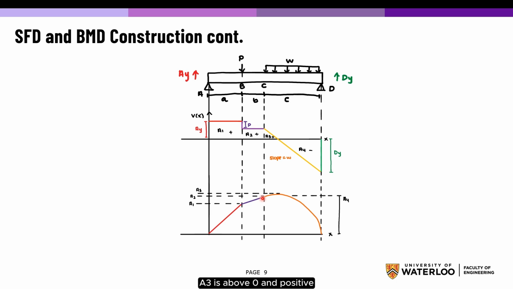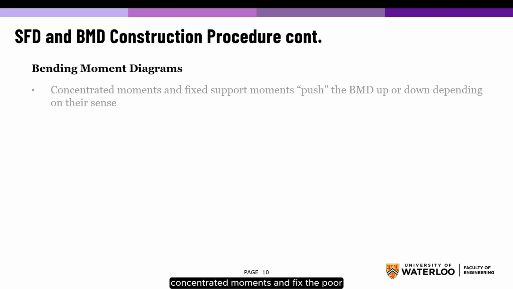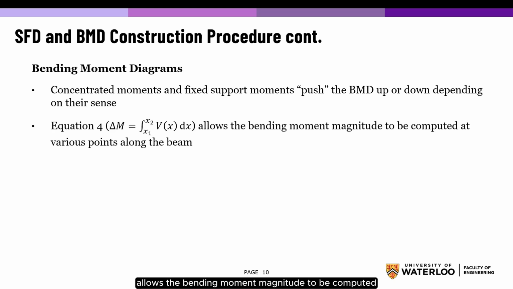A3 is above zero and positive, meaning the bending moment diagram will increase parabolically. We will have the maximum here due to the zero. A4 is under the zero, which means our bending moment diagram will decrease parabolically and then go back to zero through Dy. Let's continue with bending moment diagrams. Concentrated moments and fixed support moments will push the bending moment diagram up or down depending on their sense. Equation 4 allows the bending moment magnitude to be computed at various points along the beam.